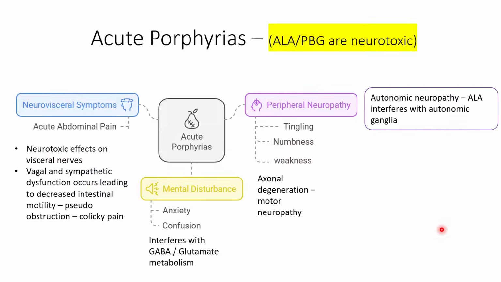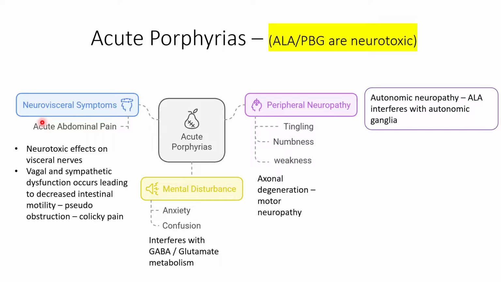Now what are acute porphyrias? Acute porphyrias are characterized by accumulation of two heme metabolites. One is ALA, that is aminolevulinic acid, and the other is PBG, or porphobilinogen. The important thing is both ALA and PBG are neurotoxic. They affect the nerves, and this is why they have acute presentations, in the form of neurovisceral symptoms, out of which the most common is acute abdominal pain.